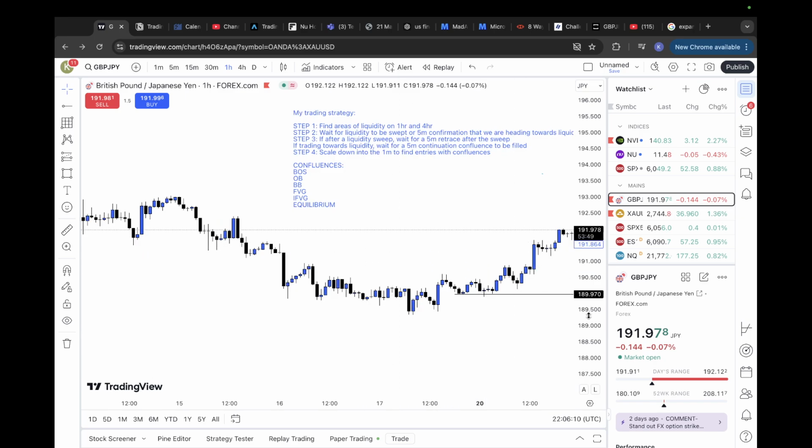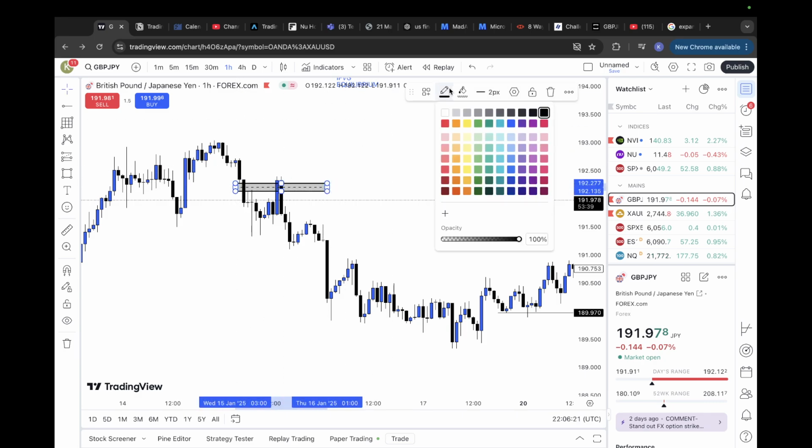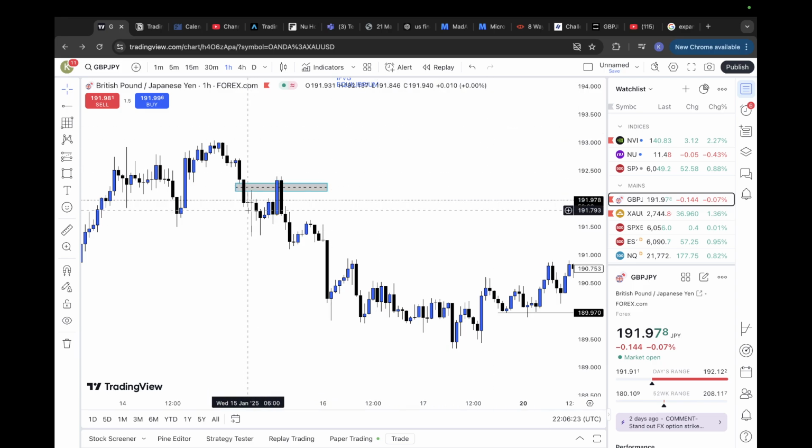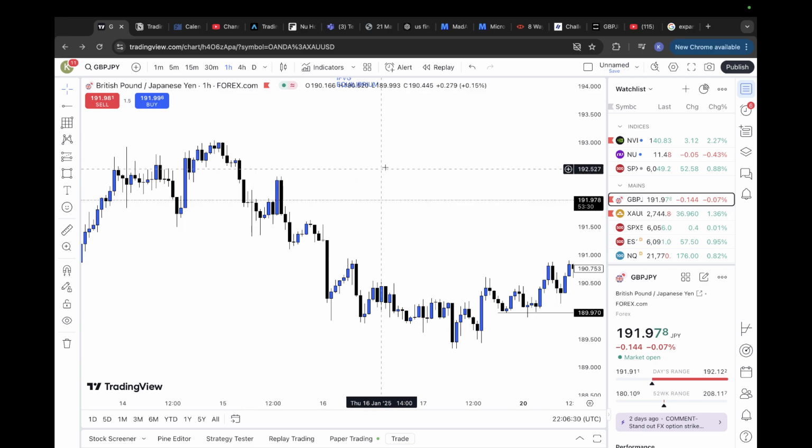We have a fair value gap, which I did cover. It's a 3-candlestick pattern, as you can see here: 1, 2, and 3. You just take the middle wicks between them and draw a little box. And as you can see, it's a magnet for price. Price comes up here, touches down, and once again comes up here and touches down, and rejects off the fair value gap.